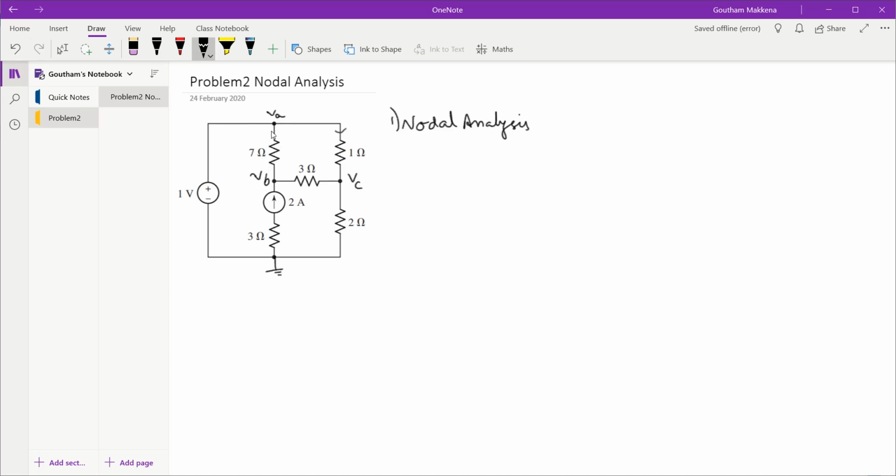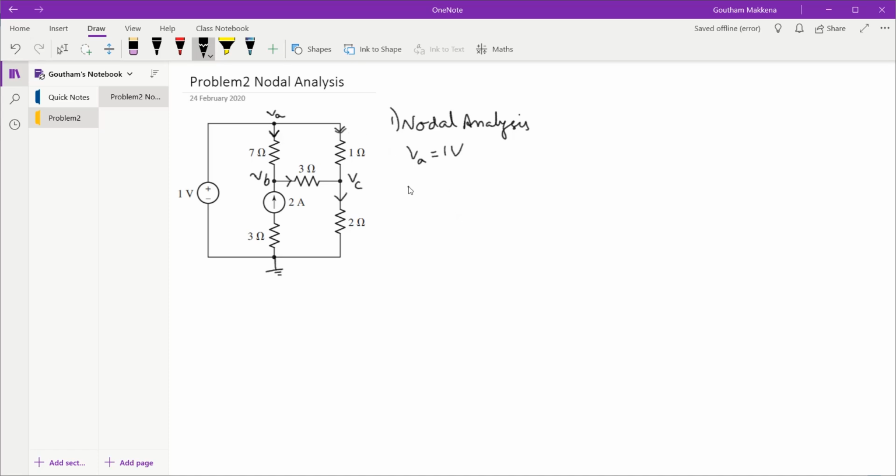The objective of the problem is to find the current through this 7 ohm resistor, that is this current. Now I'll assume some current directions: in this branch in this direction, in this branch in this direction, and in this branch in this direction. It is very clear from the problem that VA is connected to the 1 volt voltage source. Now we need to apply KCL at two nodes, VB and VC, to get a system of two equations with two unknowns and solve for VB and VC. Once we get VB, calculating VA minus VB by 7 will give the current through the 7 ohm resistor, which is the objective of this problem.